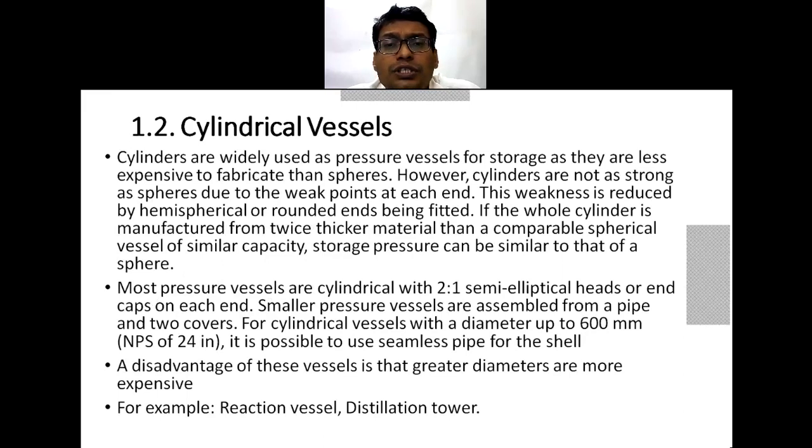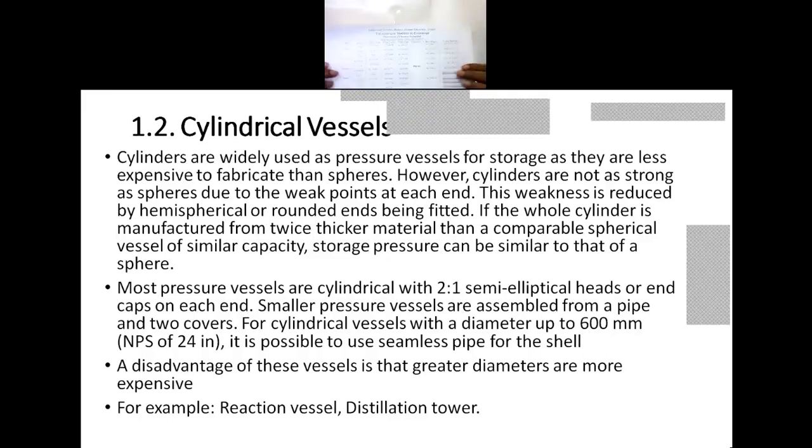Now coming to the cylindrical vessel, which is the most commonly used in the industry. They are very easy for fabrication. Ease of fabrication, that is, for any metal sheet which is available, it can be very easily given a bend and a cylindrical shape can be obtained.